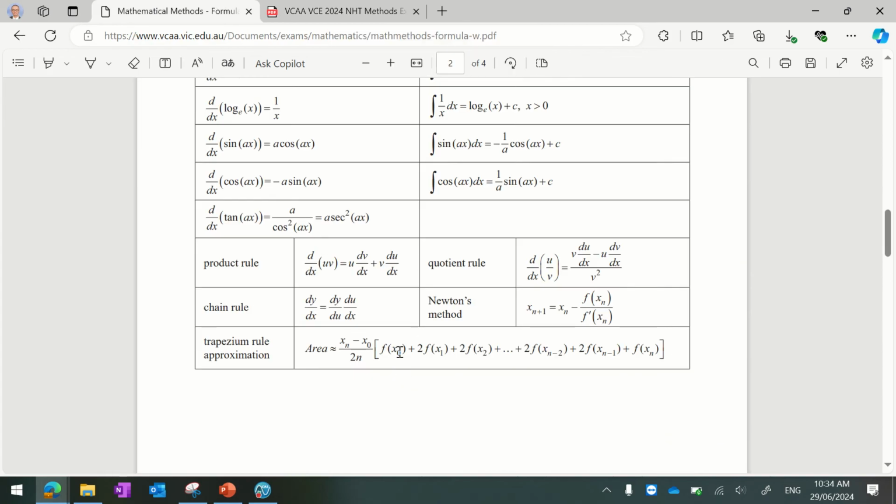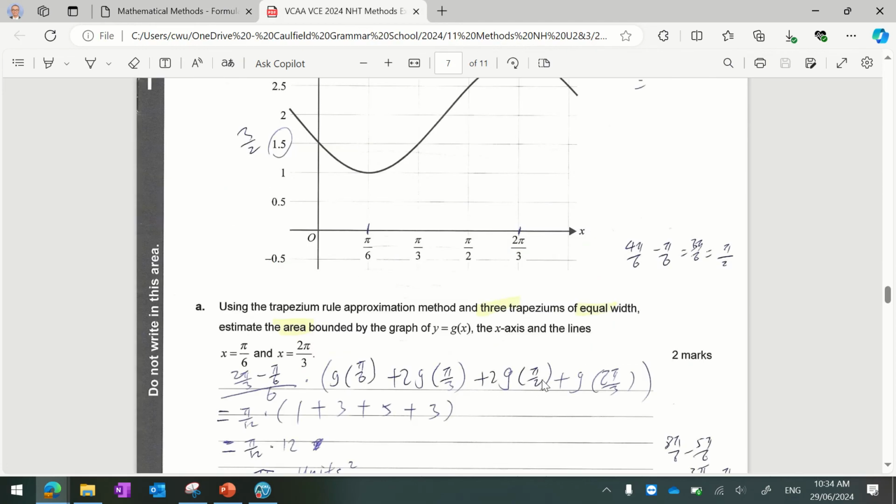So f, you sub the leftmost x value, plus 2 times the next x value, plus 2 times the next x value, and then you plus f, you substitute the last x value. And this is what I did here. And basically the graph that the question provided gives you the numbers that you need to sub in: pi over 6, pi over 3, pi over 2, and 2 pi over 3.